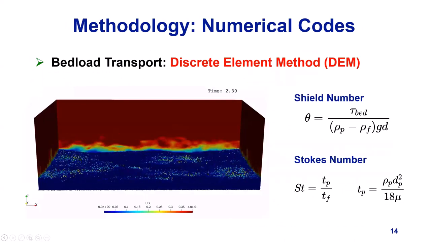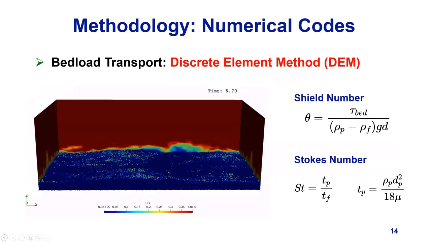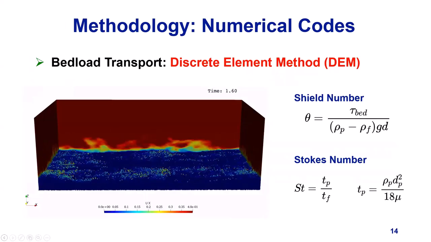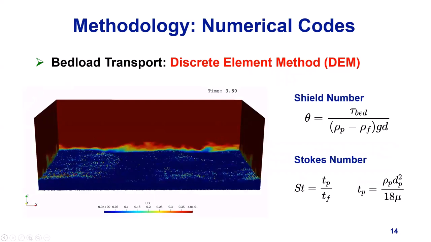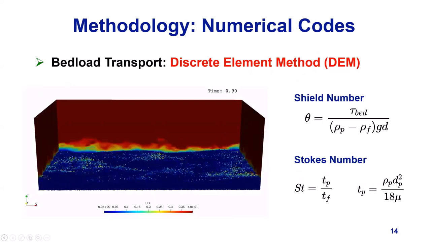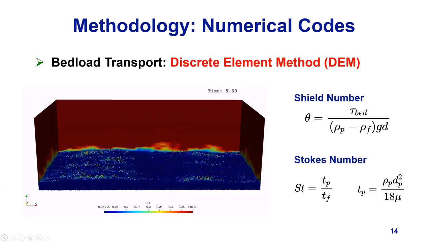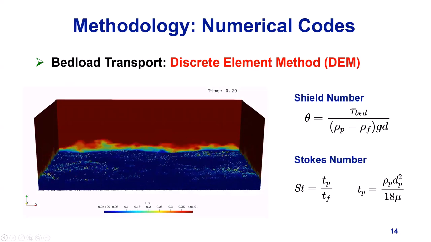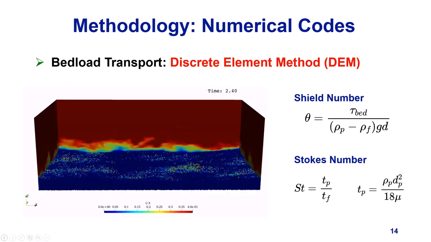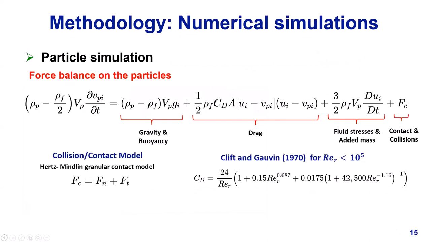So for particles, not the rough bed, but I will be including sediment transport, as you know, also as particles, with the discrete element method, which basically means calculating the forces acting on each particle. And here is a simulation that we perform with OpenFOAM. Basically two parameters are important, the Shields number that accounts for the mobility conditions, and also the Stokes number that relates the timescale of particles and the flow. So basically I will be considering gravity and buoyancy, drag, fluid stresses and added mass, and also contacts and collisions.